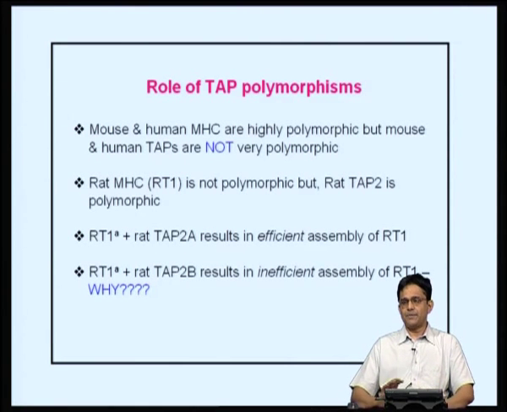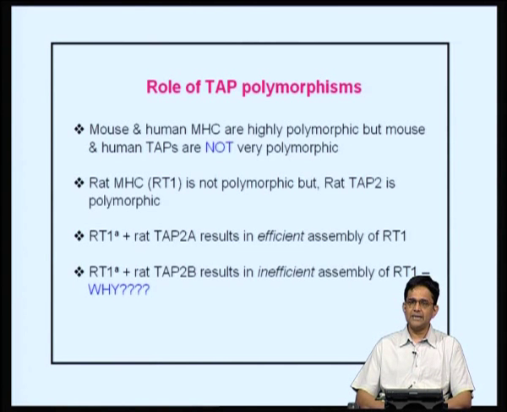Now, another aspect that I think we should discuss is the role of TAP polymorphisms. Previously, when we were discussing MHC, I said that there are different aspects about MHC class 1 molecules. One is the localization: they are H2 or HLA located, and they are interferon gamma inducible or cytokine induced, because then you have an amplification of the immune response.